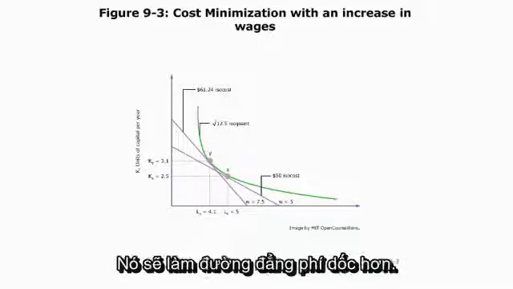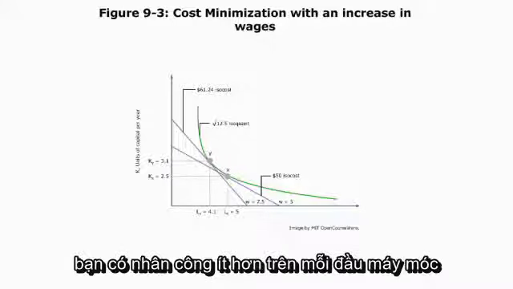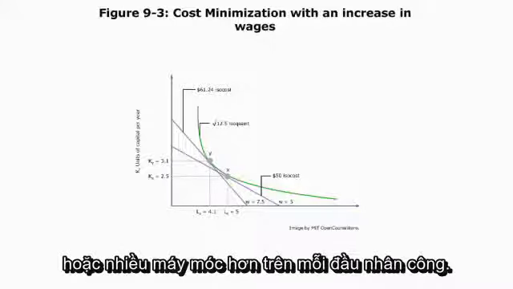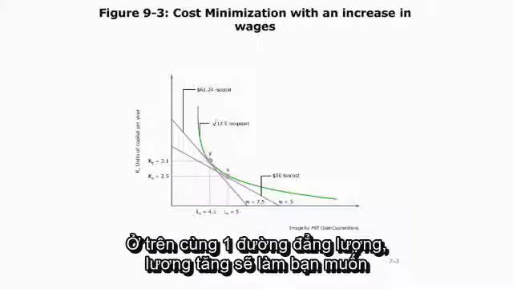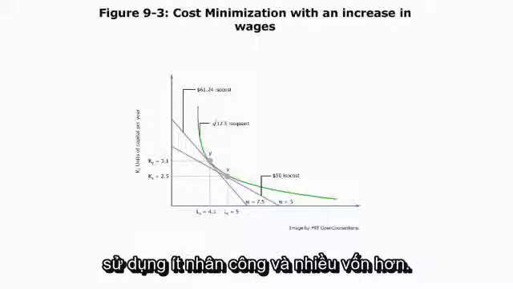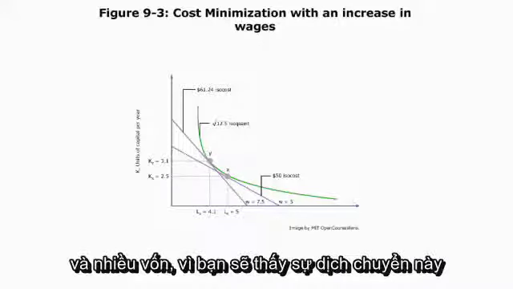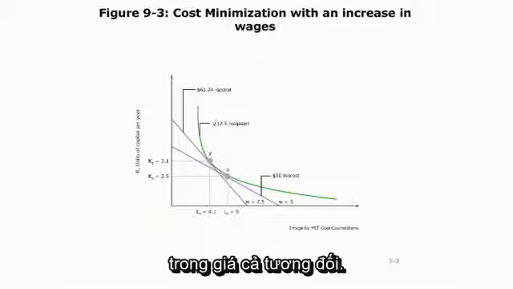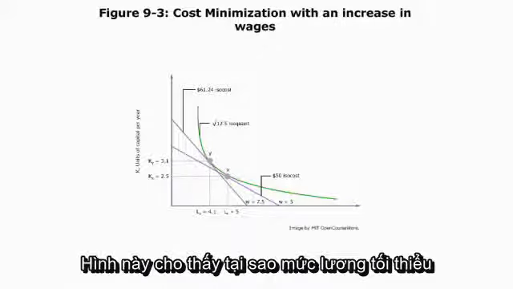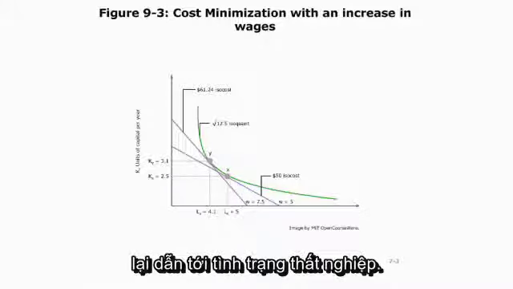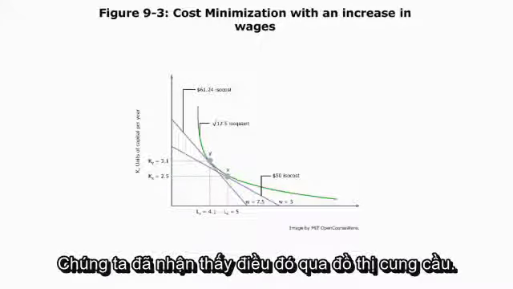What does that do? Well, that steepens the isocost. Your trade-off is now that you're going to get fewer workers for every machine you give up, or more machines for every worker you give up. And so at the same isoquant, that's going to shift you to using less labor and more capital. By the same logic as before, you're going to use less labor and more capital because you're going to see a shift in relative prices. This figure shows why the minimum wage leads to unemployment. We talked about it last time. We did it in a graph. We just had supply and demand and showed you.